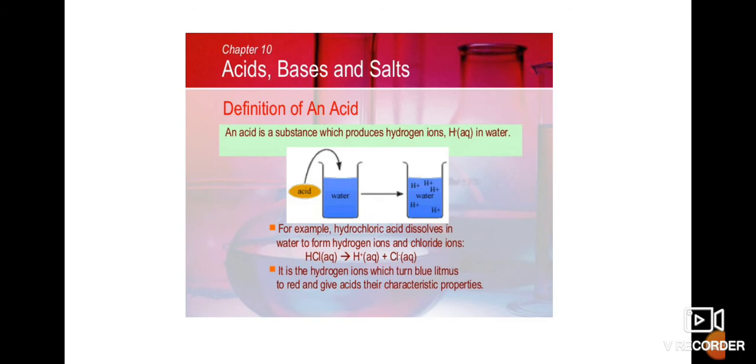Now when we discuss an acid, a simple definition that could be given here is that an acid is a substance which produces hydrogen ions in water. That means any substance that will produce H+ ions when dissolved in water is known as an acid. For example, hydrochloric acid dissolving in water forms hydrogen ions and chloride ions, that is H+ ions and Cl- ions. Since it produces H+ ions, it should be considered an acid.